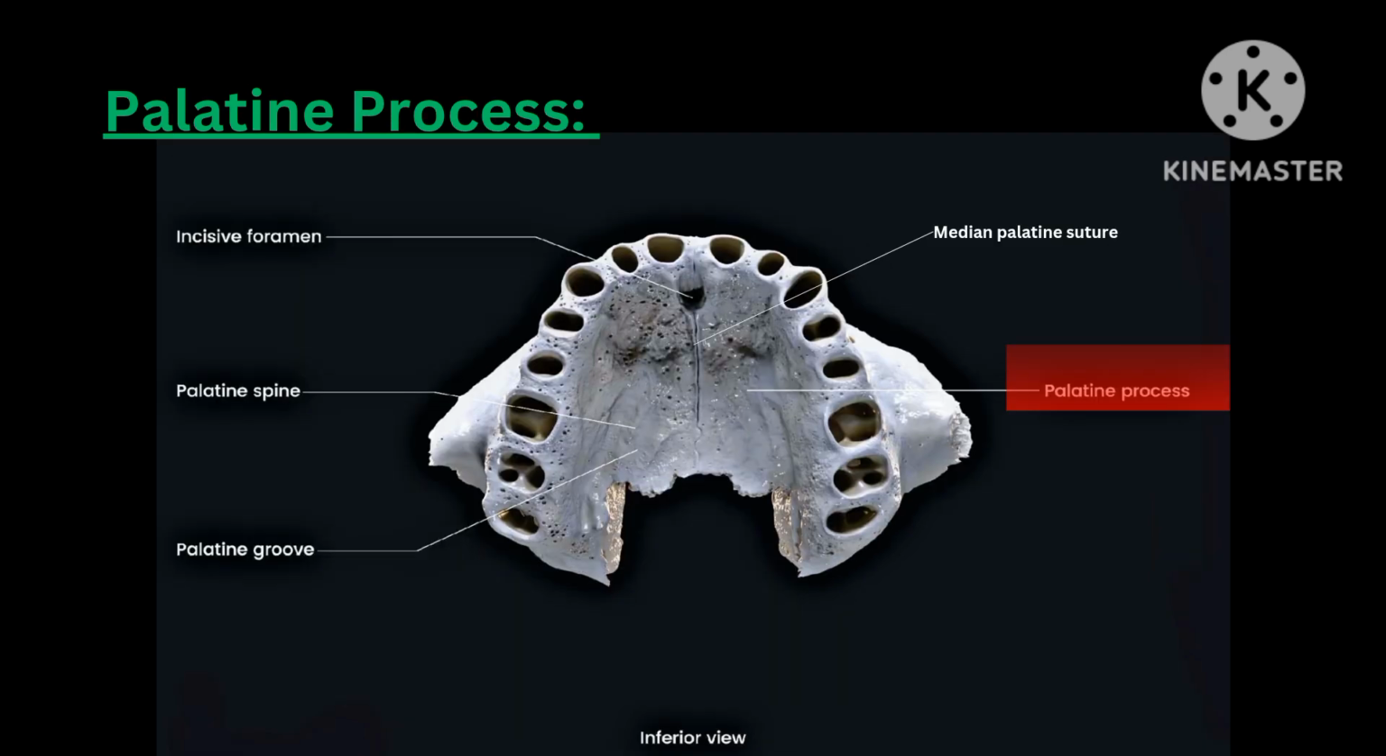The palatine process of the maxilla is an extension of the maxillary bone shaped as a horizontal plate forming the largest part of the hard palate. It joins the palatine process of the opposite maxilla at the median palatine suture. The opening of the incisive canal can be found on the palatine process.